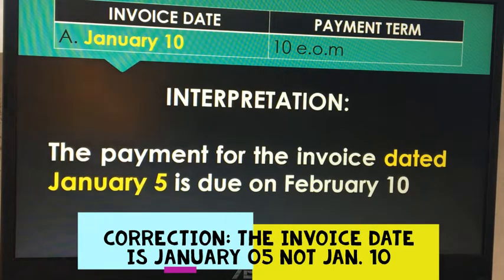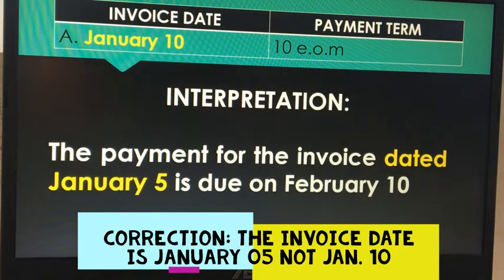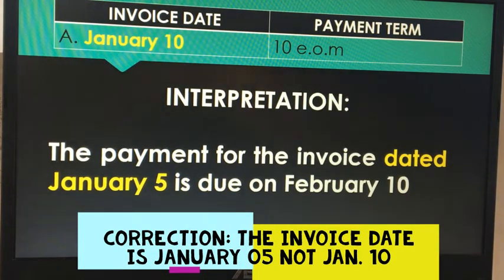Again, January 10 is the invoice date. The payment term is 10 EOM. EOM means next month. The number before EOM means the first 10 days of the next month. Since my invoice date is January, the next month is February. Okay? That's how these things work. Meaning the due date is on February 10. That is example letter A.